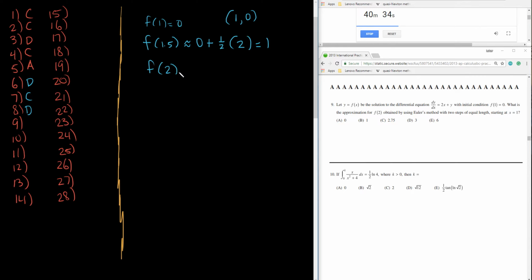Now on to f of 2. It's going to be approximately f of 1.5, aka 1, plus step size of 1/2 times the slope at the new coordinate, which is 1.5 comma 1, because the y at 1.5 is 1. So that's going to come into the differential equation: 2 times 1.5 is 3, plus y, plus 1. So now we get 4 halves, so 1 plus 2 is 3. So the approximation for f of 2 is 3, or D.